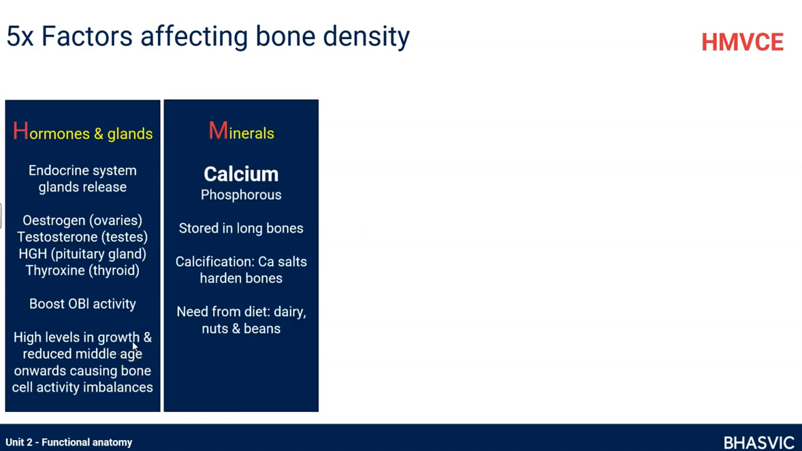So the next one, M, is for minerals. Hopefully already you know that calcium is the most essential mineral, not only for bone density, but it's stored in our skeleton for other processes like muscle contraction. Phosphorus is another mineral that we must have for healthy bones. And these minerals are stored in the skeleton, in the long bones. We get calcium from our diet, from things like dairy products, nuts and beans. Remember dairy, because dairy is quite a common source of these good things for bone. So that's the M, minerals.